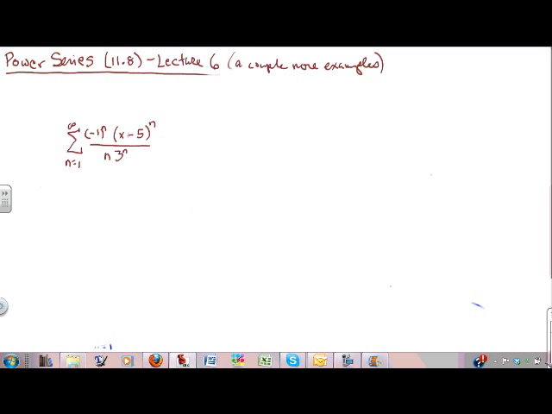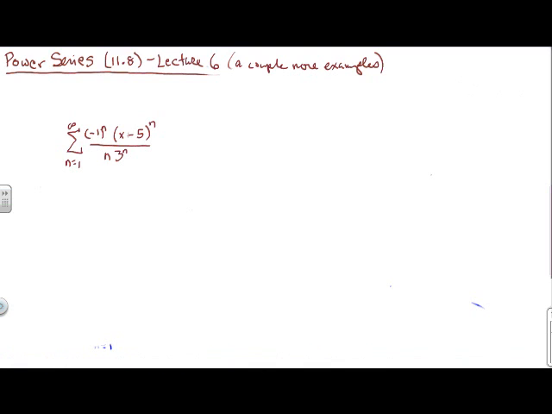The sum n equals 1 to infinity of (-1)^n times (x - 5)^n over n times 3^n. And, well, are we expanding around here? We're expanding around 5, right? So a is equal to 5.